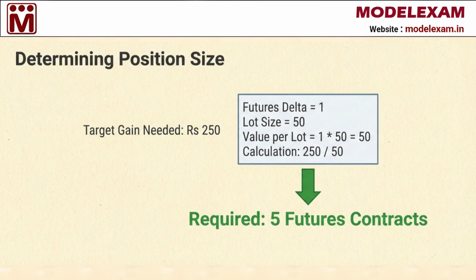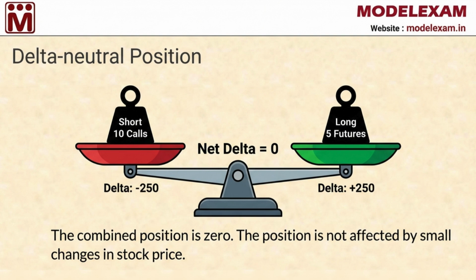To determine the right position size, we need to do a bit of math. We know we need a target gain of 250 rupees. Since each futures contract has a delta of 1 and a lot size of 50, the value we get from one lot is 1 multiplied by 50, which equals 50. By taking our required 250 and dividing it by 50, we find that we need to buy exactly 5 futures contracts. Once we have bought those 5 futures contracts, we have achieved a delta neutral position.